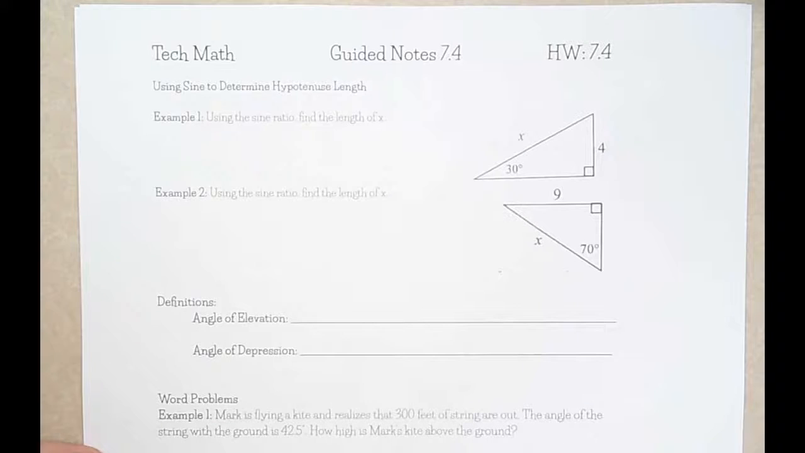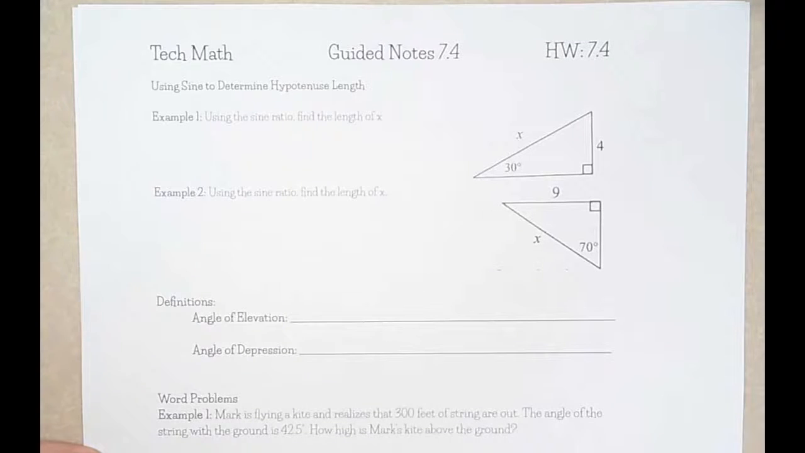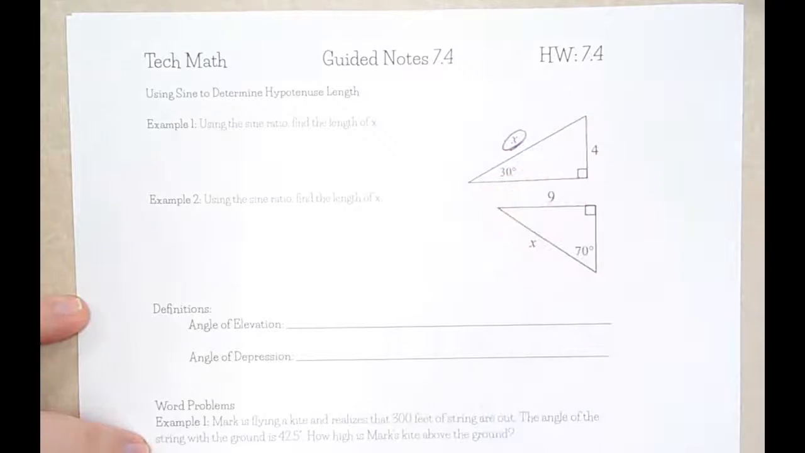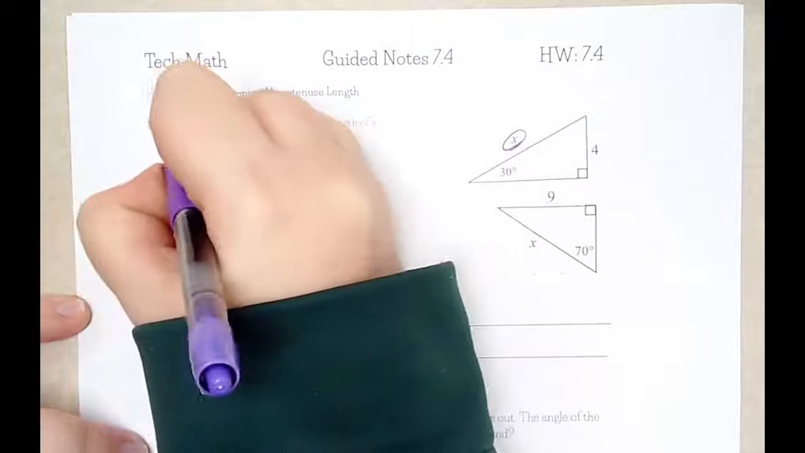Hey Tech Math, here are the guided notes for 7.4, where we're going to be using sine to determine hypotenuse length. So in yesterday's notes, we learned how to find the length of a side using our sine ratio, but we can also find a hypotenuse. We're still going to set it up the same way.